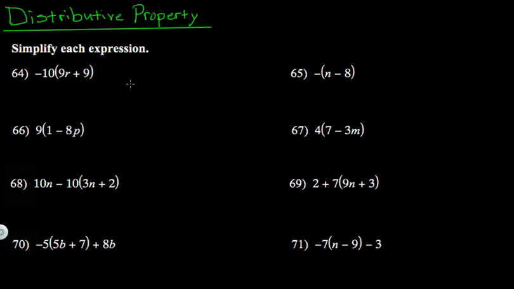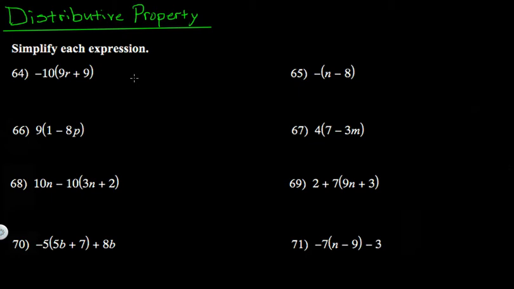The distributive property is a method that we use to expand parentheses. When we have expressions inside of parentheses and something outside of the parentheses is being multiplied by it, we use the distributive property to expand that expression out. The distributive property is the reverse of what we call factoring. All right, so if you understand factoring, it's the reverse of the distributive property.